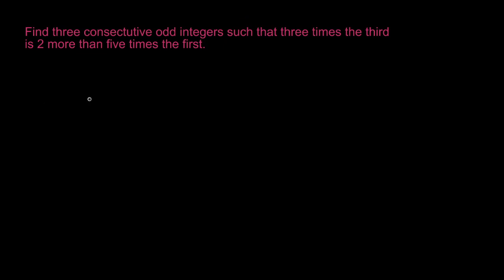Let's find three consecutive odd integers such that 3 times the third is 2 more than 5 times the first. Now the first inclination is, whoa, what in the world does that mean? Well, let's start breaking this up. We want to find 3 consecutive odd integers. So we're not just trying to find 3 consecutive integers, because consecutive integers would be 1, 2, and 3. We're looking for consecutive odd integers. So this will be 1, and then 3, and then 5, for example.